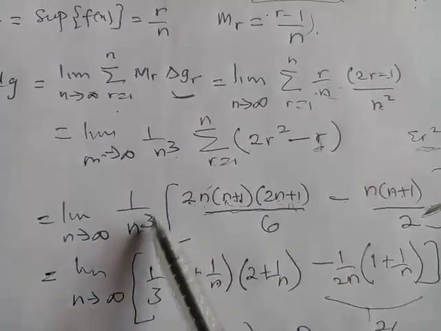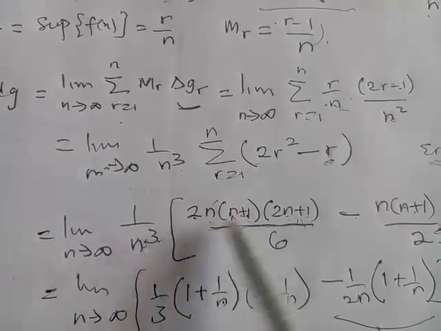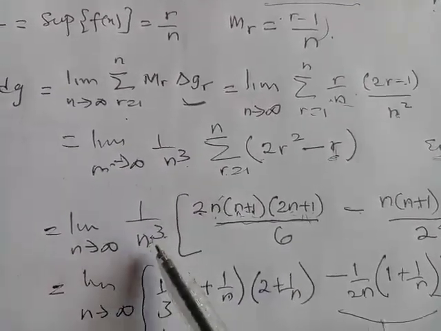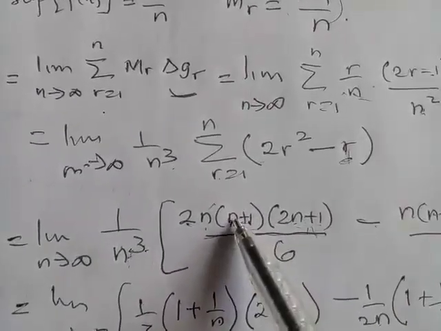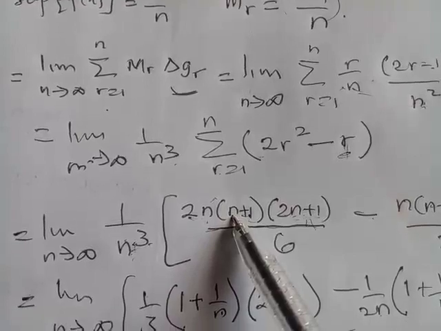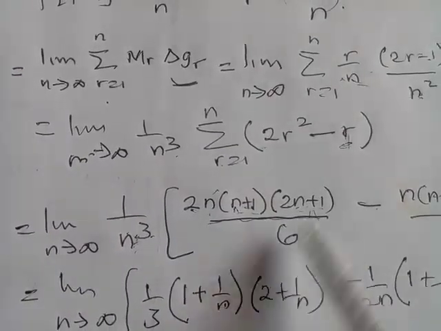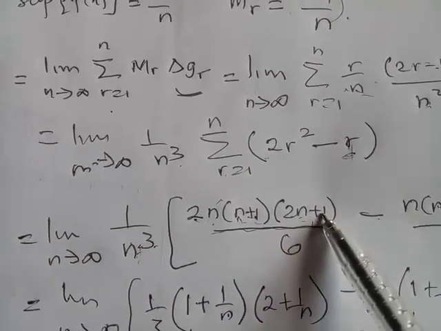So I have n cube here. I'll first divide one of this n cube by this n. It will remain n squared. So this is gone. So the remaining n squared, I shared it under these two. By the time I use it to divide this one, I will have 1 over n. By the time I use it to divide this one, I will have 2 plus 1 over n.